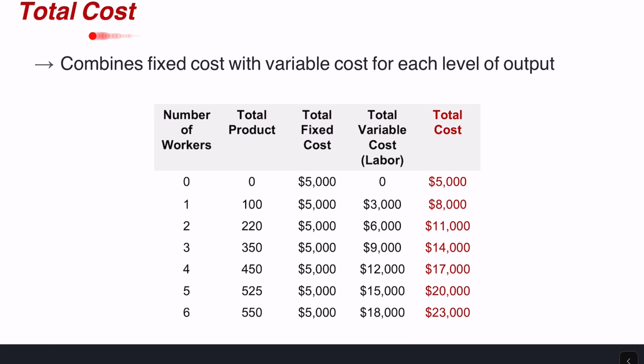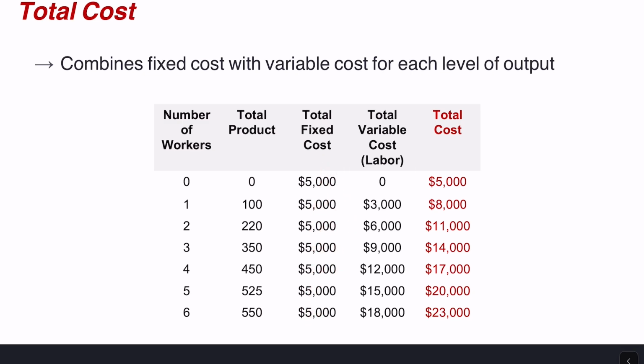Our total cost of production is going to combine and add together the fixed cost and the variable cost for each level of output. And so I'm pretty much combining the two tables that we had before, where our number of workers is going to go 0, 1, 2, 3, 4, 5, 6. The total product, this is going to be the quantity or the output level. This is the number of web pages per month. We get 100, 220, 350, telling you how many web pages these workers in total are going to produce. And that's going to be our fixed cost, so it's always going to be 5,000.